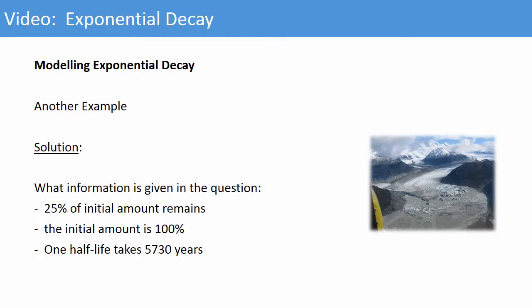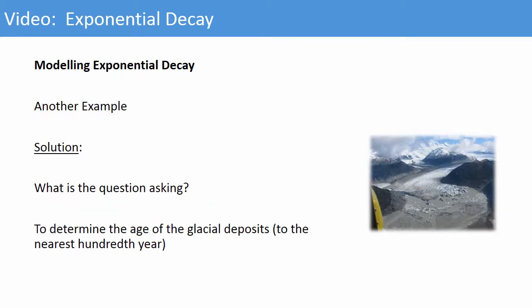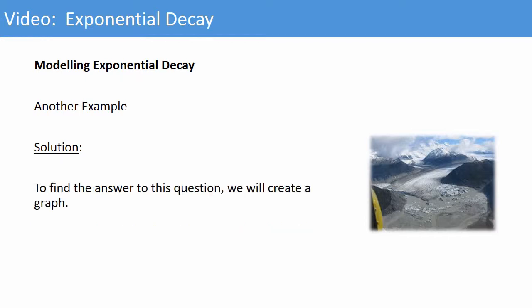Here is the solution. Let's start by identifying the information that's given in the question. 25% of the initial amount remains. The initial amount would be 100%. One half-life takes 5,730 years. What is the question asking? To determine the age of the glacier deposit to the nearest 100 years. Now this time, for the solution, we will create a graph that we can use to answer the question.